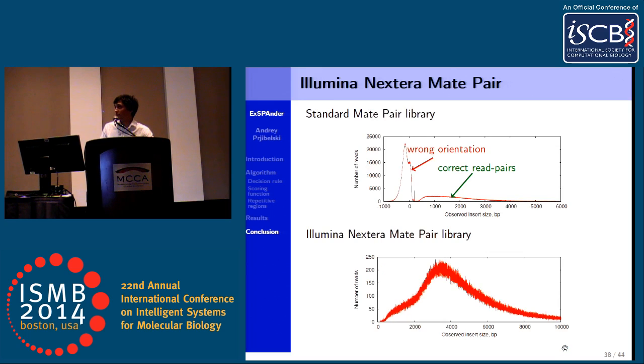And let's return to the Illumina Nextera mate pair library that I mentioned in the beginning. When we look at conventional mate pair libraries, they have pretty nasty distributions with a lot of read pairs with wrong orientation and only a small fraction of correct read pairs. But Illumina Nextera mate pair libraries look just like a large paired-end library, just with a bit higher deviation. So that gives an answer for the second question.